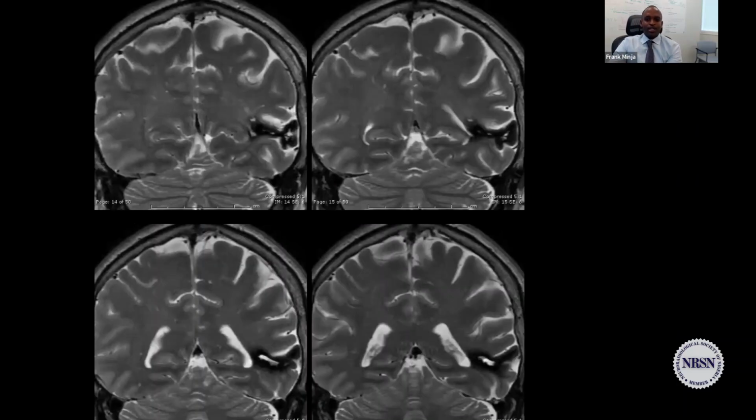Now we have this case. What do you think about this case? Hemosiderin rim, left superior temporal gyrus, central T2 bright. What do you guys think?